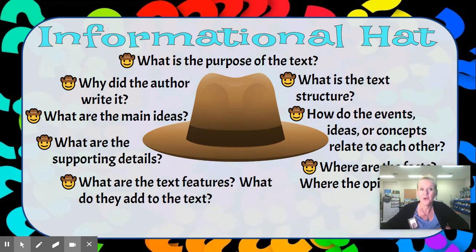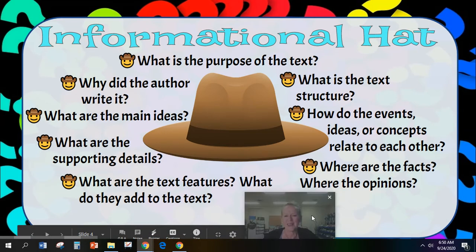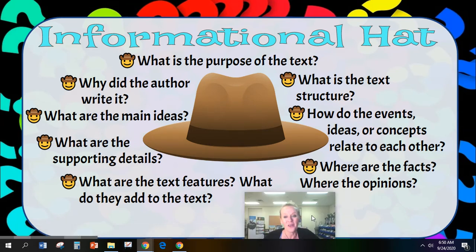The informational hat would have: What is the purpose of the text? Why did the author write it? What are the main ideas? What are the supporting details? What are the text features? What do they add to the text? What is the text structure? How do the events, ideas, or concepts relate to each other? And I have to move my picture to see that last one. Where are the facts? Where are the opinions?